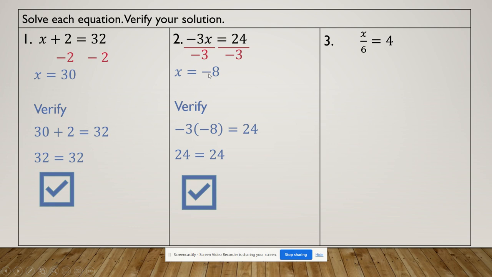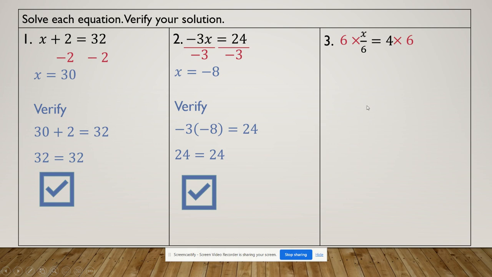Okay, looking at number 3, we have x over 6 is equal to 4. If we have a problem that starts as x over 6, this is the same thing as divide. So what's the inverse operation of divide? Well, we know it's multiply. So we're going to multiply both sides by 6 to maintain that balance.